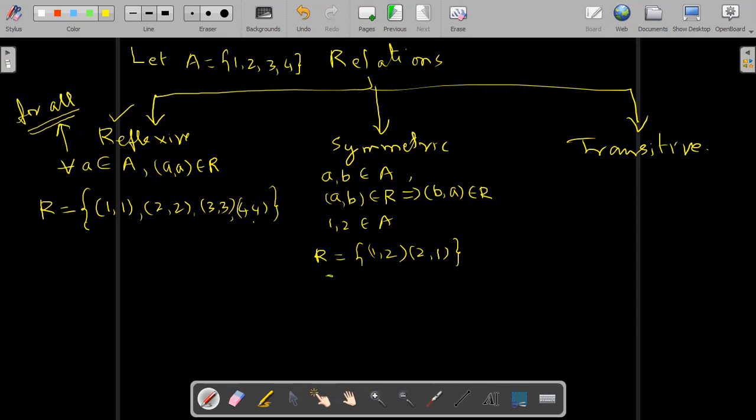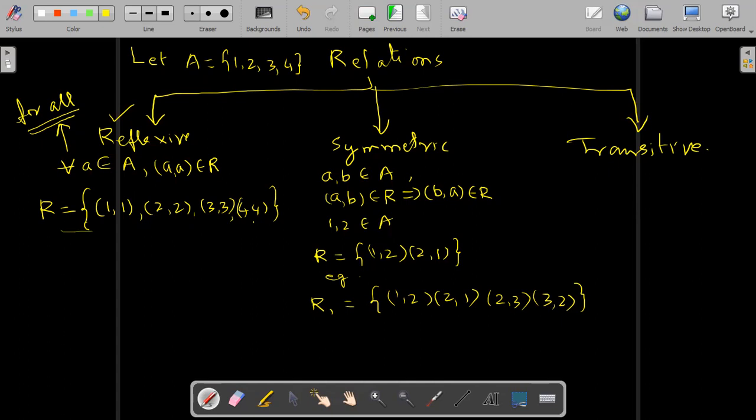For example, if we have one more element, suppose 3 is also there. So we have 1 2, 2 1, and 2 3 belongs to this, then 3 2 must belong to this. Okay. So 2 3 belongs to this, 3 2 is also there. Then it is a symmetric relation. So hope you understood. It is not necessary for symmetric for all elements.